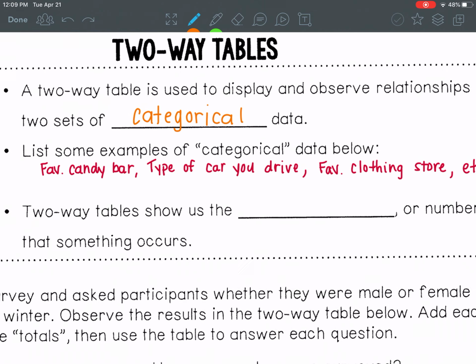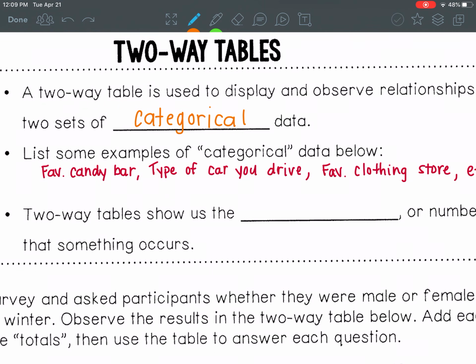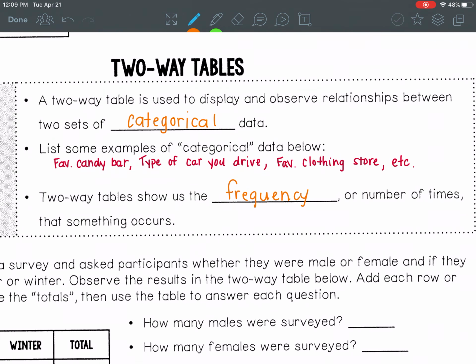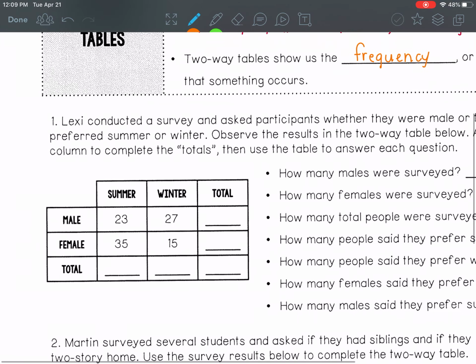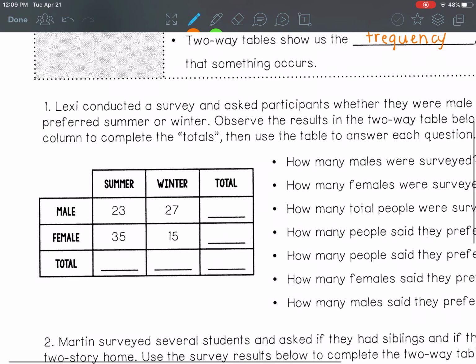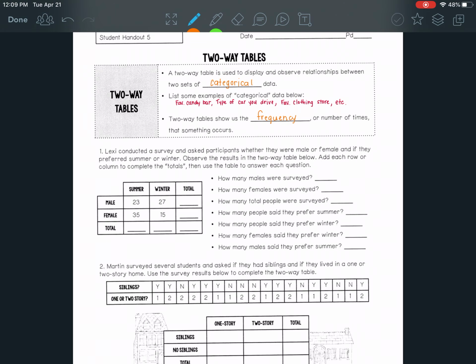So basically what we're going to do then, two-way tables show us the frequency, the number of times that something occurs. So I could survey the class and ask, all right, between Wendy's, McDonald's, and Burger King, what's your favorite fast food restaurant from those three? And I could go around, collect that data, and then we could organize it in a nice little two-way table that looks like this here. All right, so let's look at this first example.